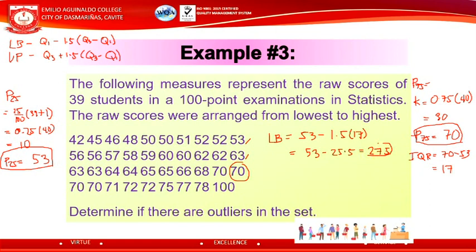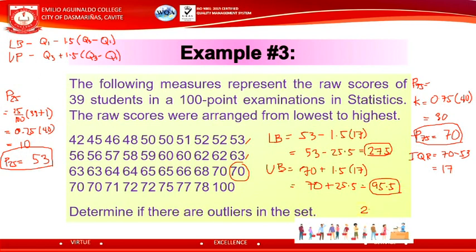So this will be our lower boundary, but this is not the answer yet because we are looking for two boundaries. Now, for the upper boundary, we have here the third quartile, which is equivalent to 70, plus 1.5 of our IQR, which is 17. Then we have here 70 plus 1.5 of our IQR. That is 70 plus 25.5. It will give us 95.5. So these will be the values of our boundaries.